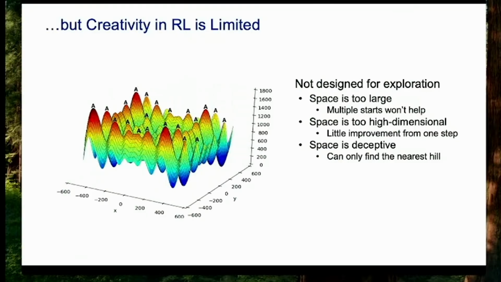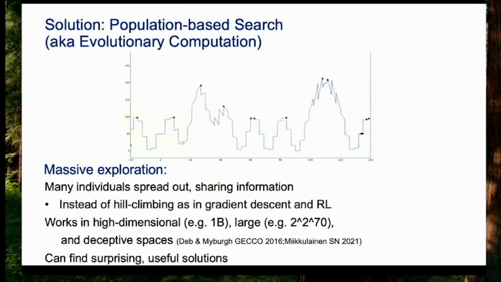The space is really huge, really large dimensional, and it's deceptive. So the solution is population-based search, also known as evolutionary computation. The idea here is that you have a lot of individuals, the whole population, spread out across the solution space. And it's not just a bunch of individual searches, they talk to each other. You have crossover that allows you to recombine two good solutions in order to find something that's even better. For instance, this one crossed over with that one might give you that peak.